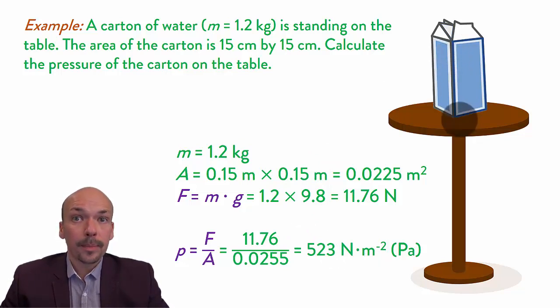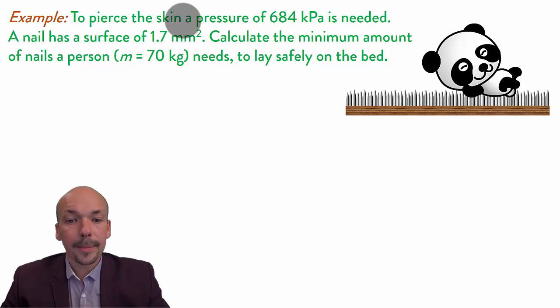Next question. To pierce the skin, a pressure of 684 kilopascal is needed. A nail has a surface of 1.7 square millimeters. Calculate the minimum amount of nails a person with a mass of 70 kilograms needs to lay safely on a bed, so on a nail bed. So we have the panda here, the person of 70 kilograms. It's laying on some nails.